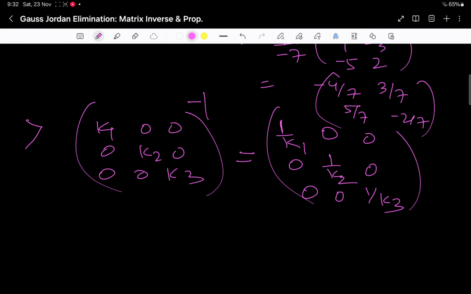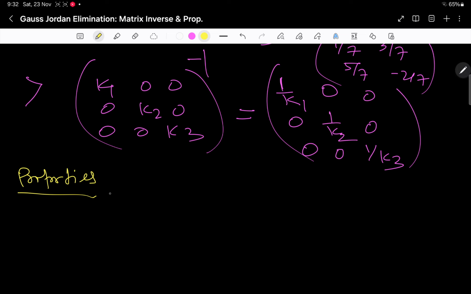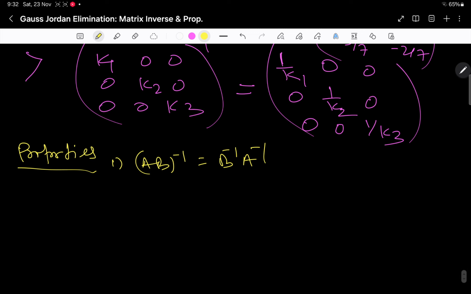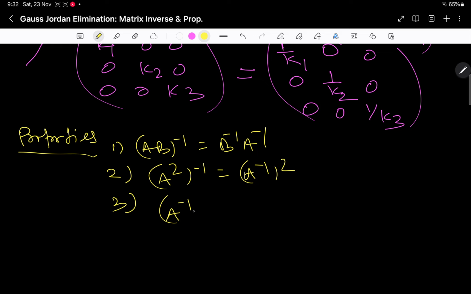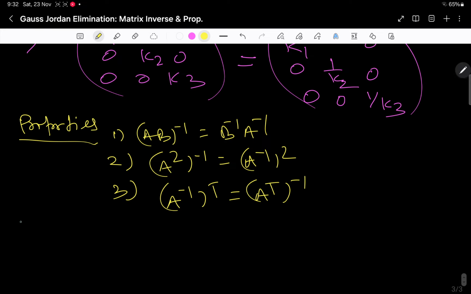Now let me recall some basic properties. Property number 1: AB whole inverse is B inverse A inverse. The condition is that A and B are conformable for multiplication and individually they are non-singular. Secondly, A square inverse is A inverse square. And thirdly, A inverse transpose is A transpose inverse. Sometimes these proofs are also important.